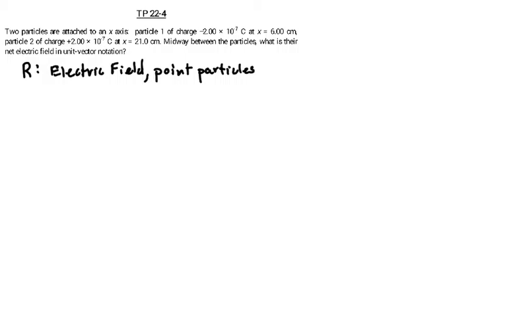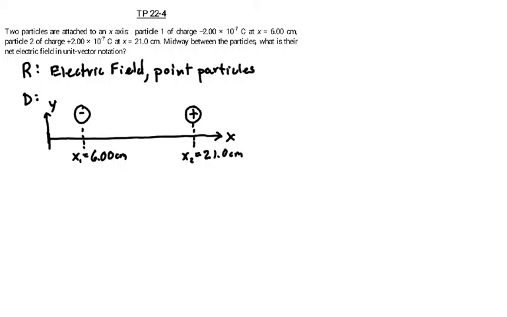Alright, so let's get into our draw step. We're going to draw this out. Alright, so here's my drawing. Now it does say that they are attached to the x-axis, but to make the drawing look pretty I had them offset, but they are here and here at their respective positions on the x-axis.